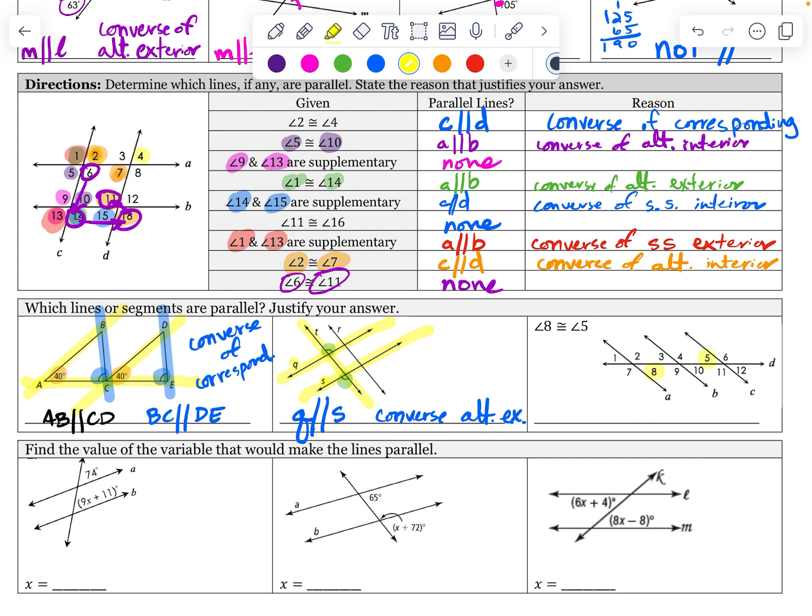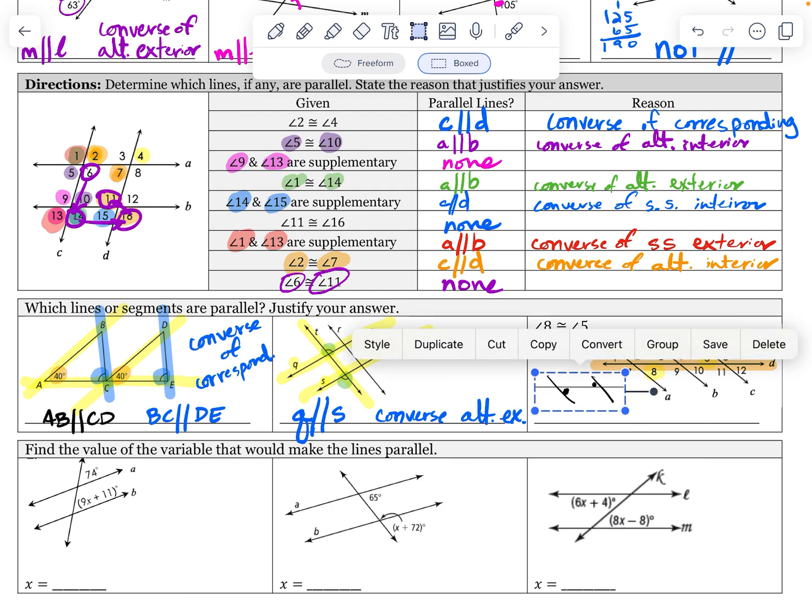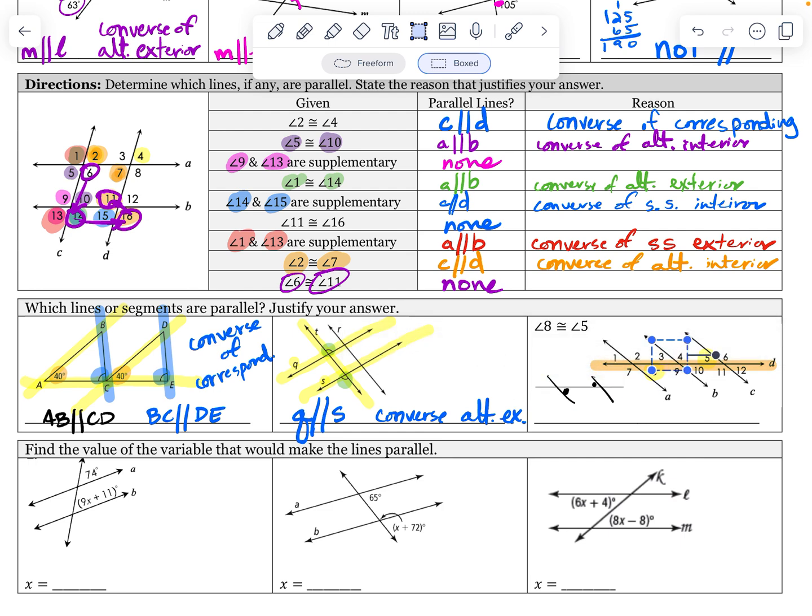8, 5. All right. They both touch this guy. I'm going to ignore this B on the inside. So I'm going to redraw this here. I've got A and C. So 5 is right there and 8 is right there. Let me get this out of the way here. Let's see what I've drawn here. I've got D, A, and C. I'm ignoring the B. So those are alternate interior, which means that A is going to be parallel to C. Converse of alternate interior.